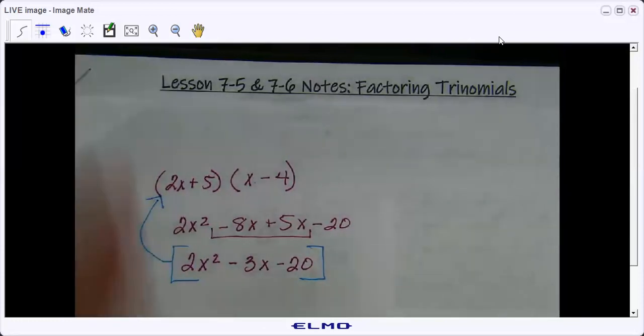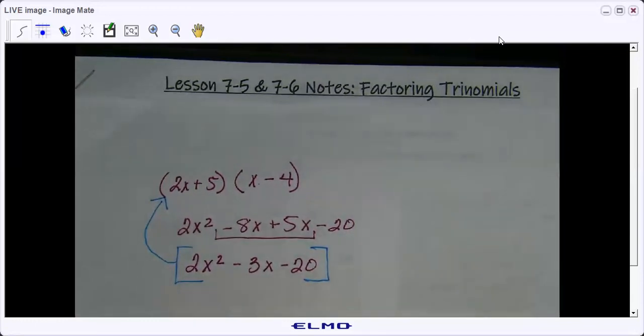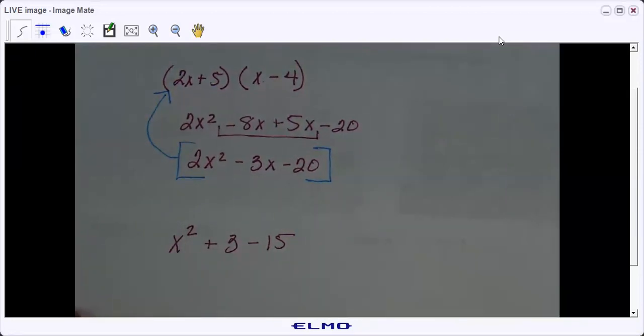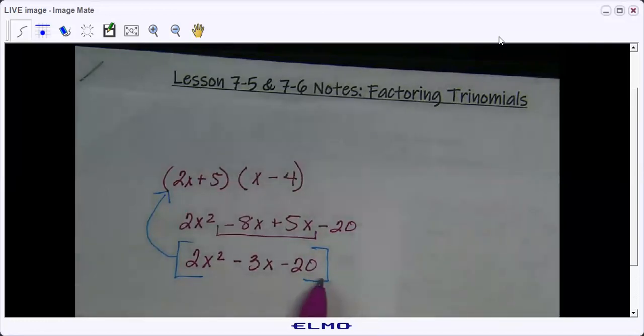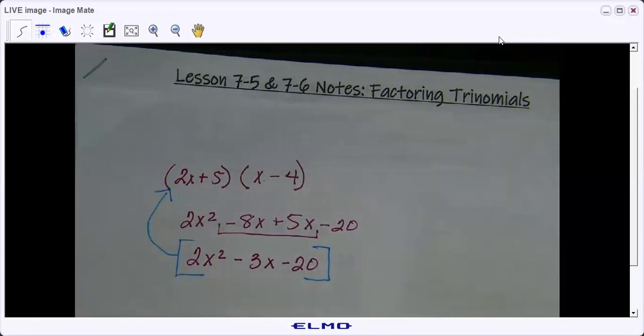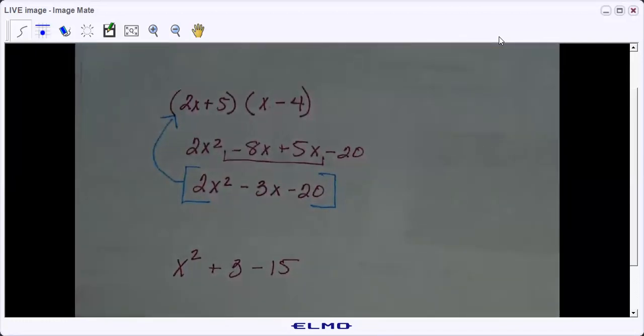Okay. There are two types of trinomials that we are going to be factoring today. We're going to be factoring trinomials that look something like this, where your coefficient for A is 1. And then we're going to be factoring trinomials that look something like this, where our coefficient in front of the x squared is something other than 1. Okay, so those are the two different types of trinomials that we are going to be factoring.